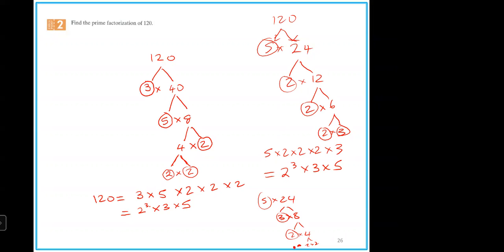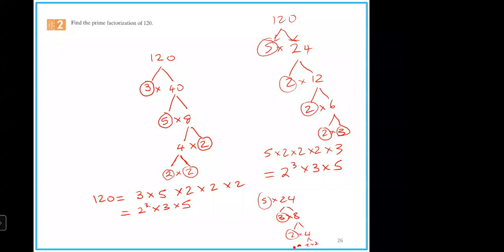So that's the fundamental theorem. Basically, no matter which route you take, once you end up with prime numbers, there's only one result you're going to get. Every composite number can be expressed as a product of prime numbers in one and only one way if the order of the factors is arranged in ascending order or descending order.